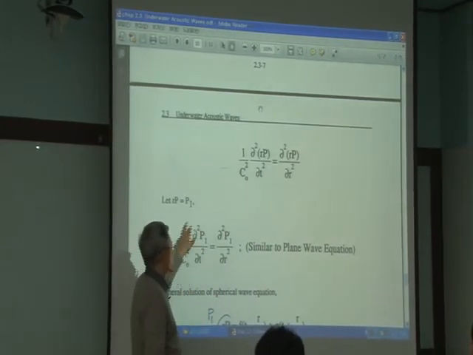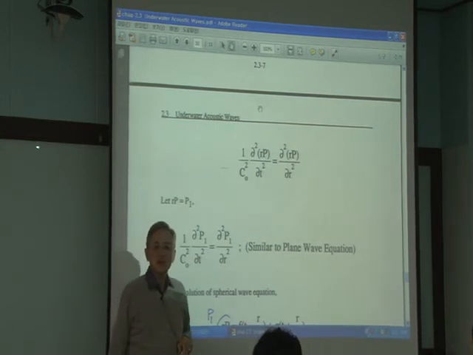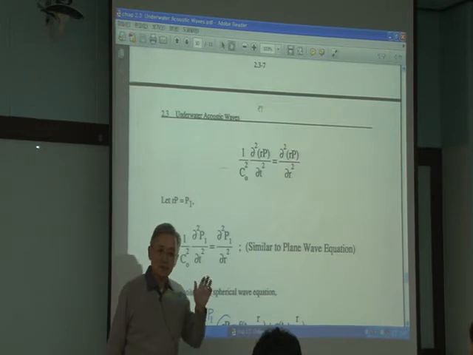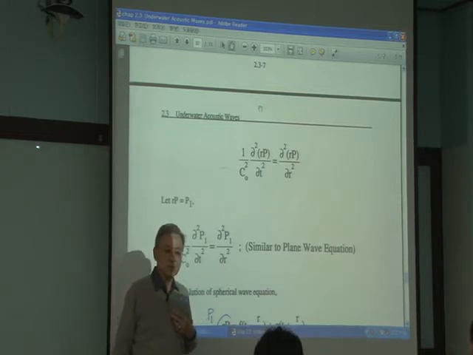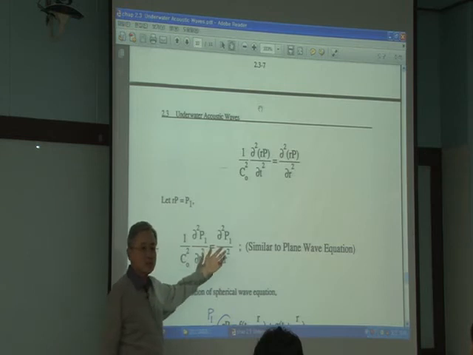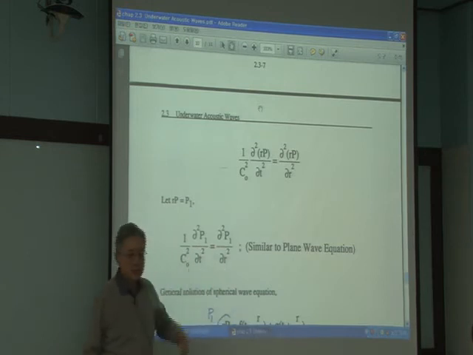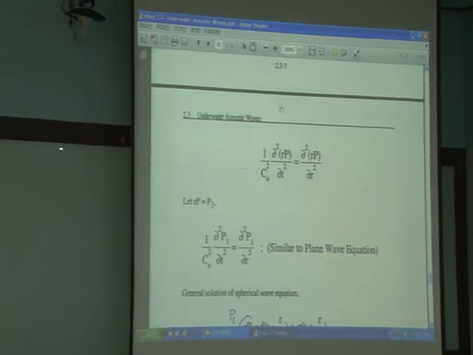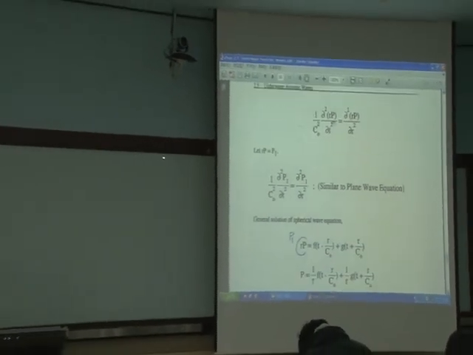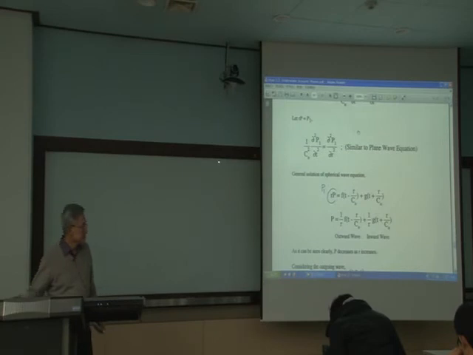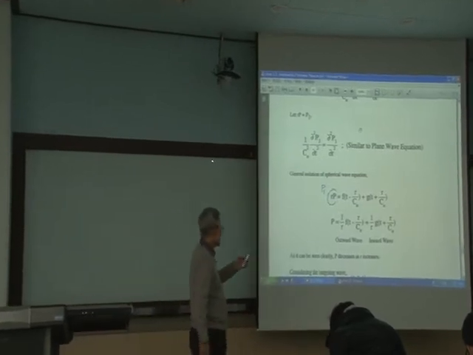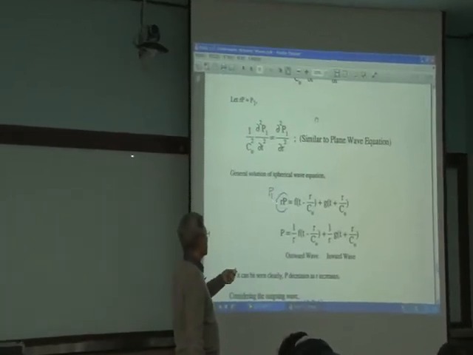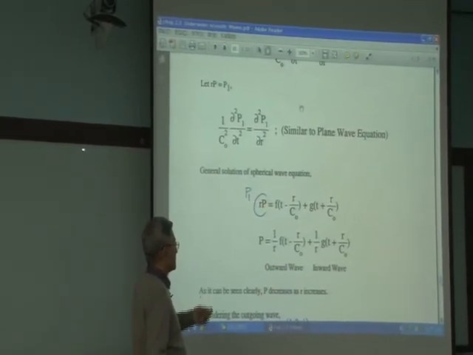This equation is the same as the plane wave equation. I just replaced P1 by P. Then it is identical to the plane wave equation. So for the plane wave equation, we know the solution already, because we solved the plane wave equation. Over here P1 happened to be RP.